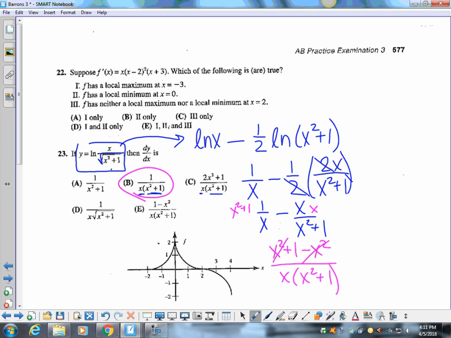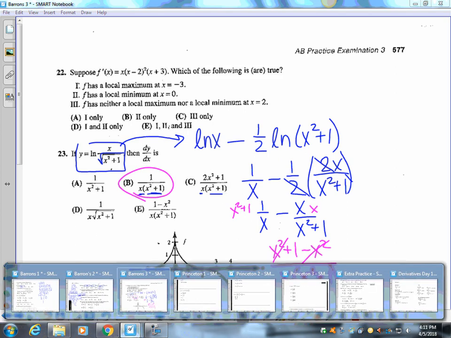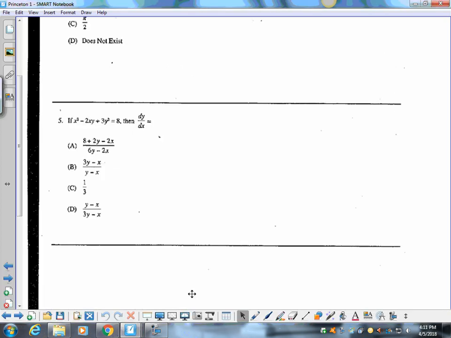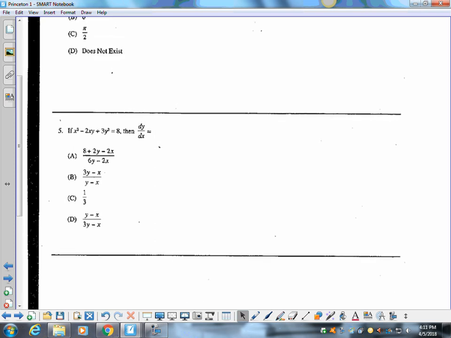All right, moving on to Princeton. We're looking at number 5. Okay, now this sucker has x's and y's in it, and I want dy dx. Okay, so this is called implicit. There we go.